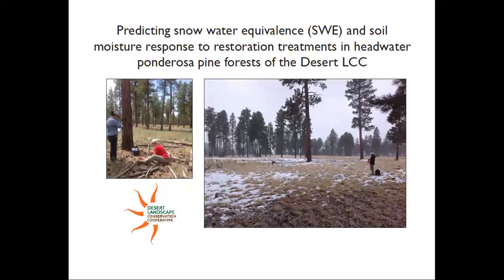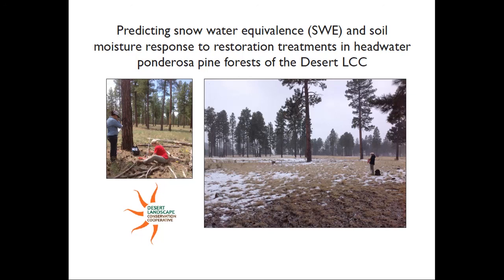Okay, so this is kind of the last piece of this. Of course, in Arizona, a lot of people are interested in water resources and what's coming off of the forest, but there's also the more holistic view that the point of this restoration is to improve forest health. And in a water-limited forest like ponderosa pine, the best indicator of forest health is soil moisture, because that's the limiting resource for the vegetation.